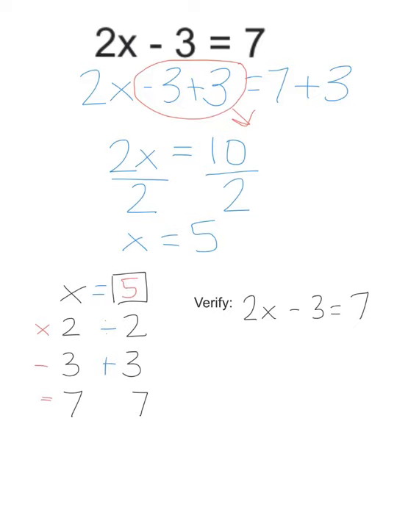To verify my solution, I'll replace the x with a 5. So 2 times 5 subtract 3 on the left-hand side is 7 on the right-hand side. 2 times 5 is 10. Subtract 3 on the left and 7 on the right. 10 subtract 3 is 7 on the left and the right hand side, so that's the correct solution to our equation.